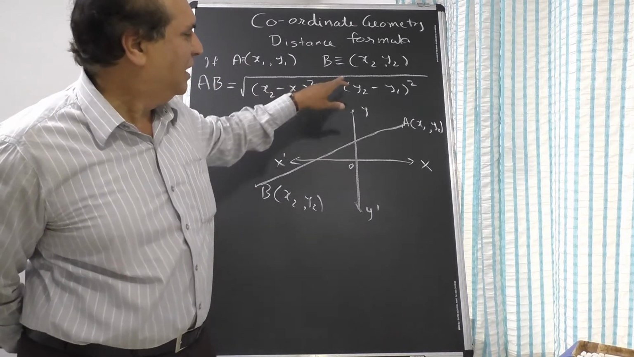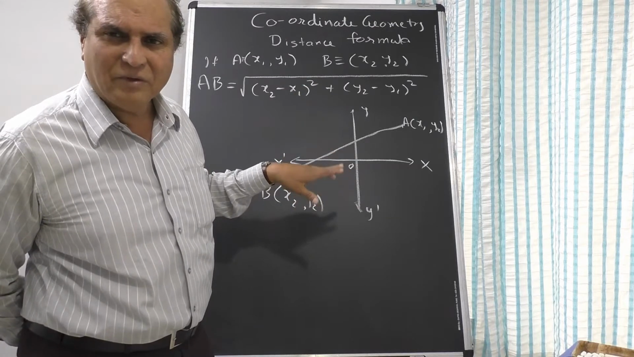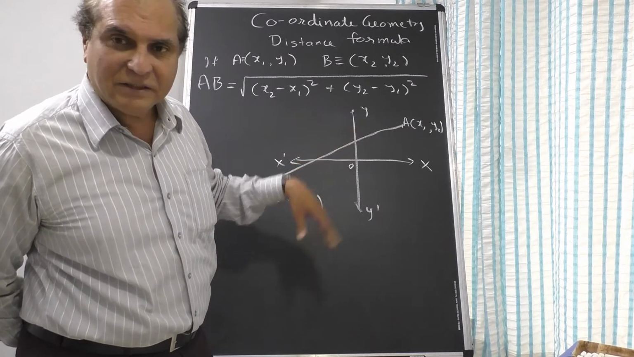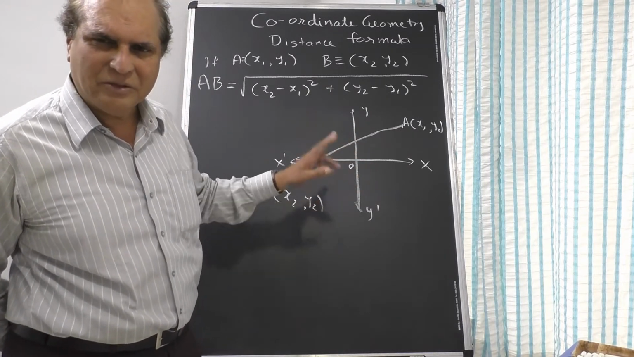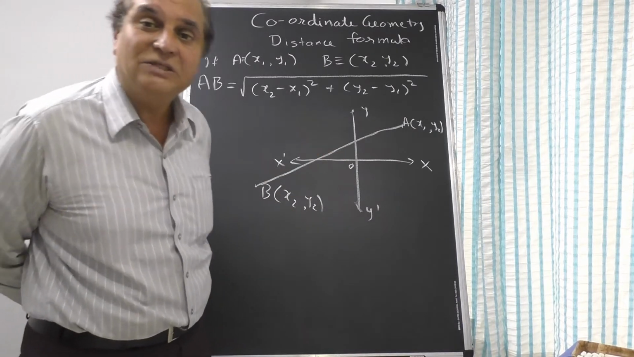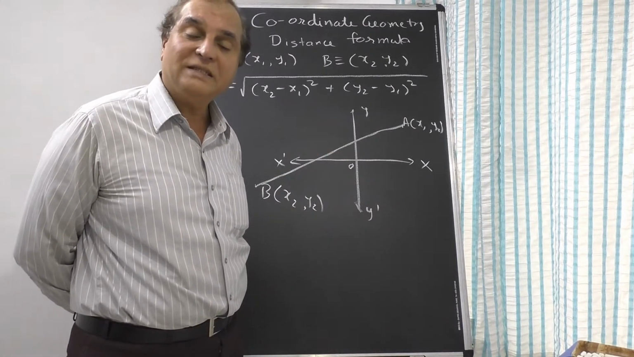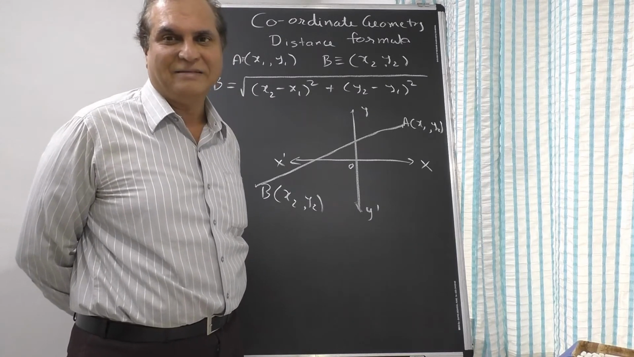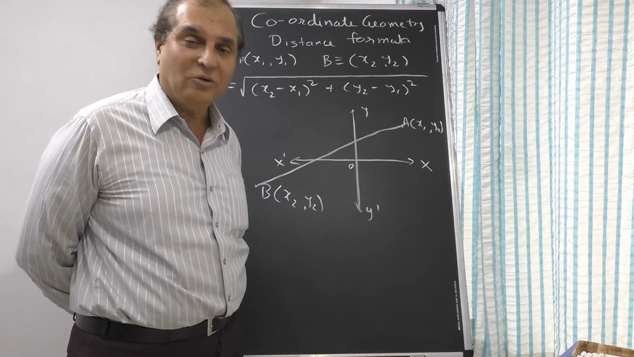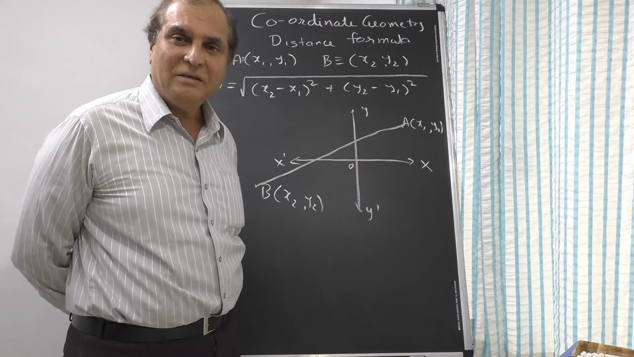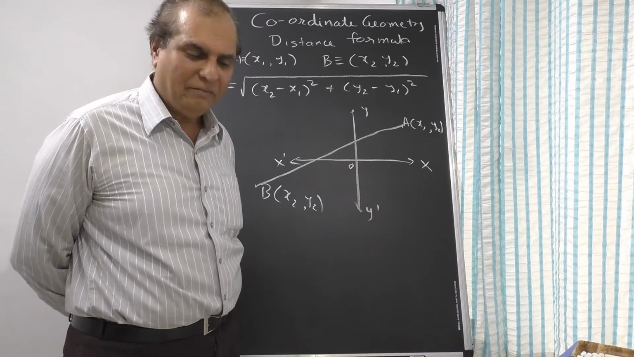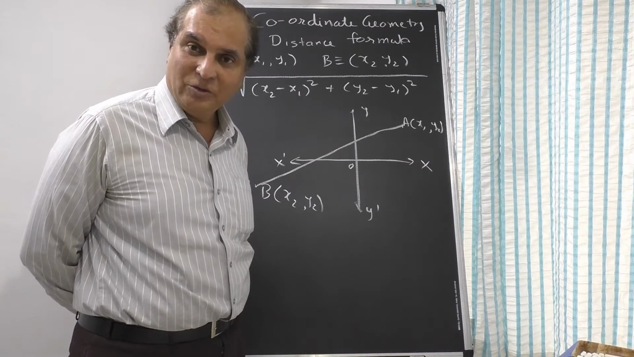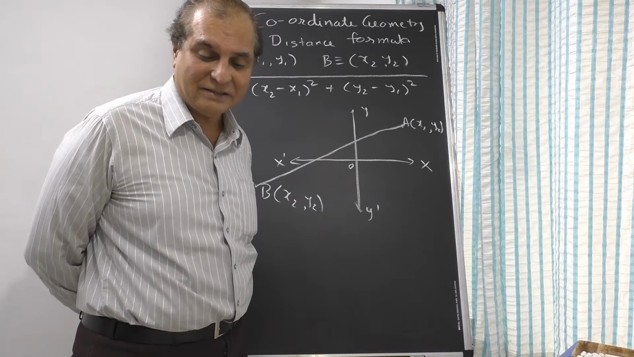AB distance, same formula. BC distance, same formula. One of the points you can take as x1 y1, the other point x2 y2. And AC distance, same formula. Find all the three distances using the distance formula, and you can decide if all the three sides are equal, that is an equilateral triangle. For an isosceles triangle, you have to find all the three sides, AB, BC, AC. Any two sides must be equal, then you automatically prove that the triangle is isosceles.